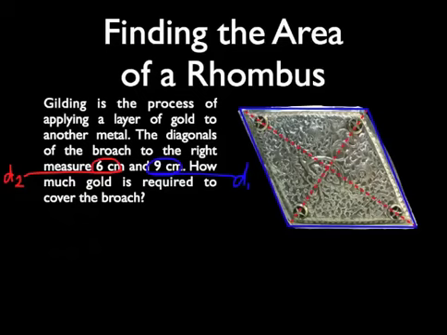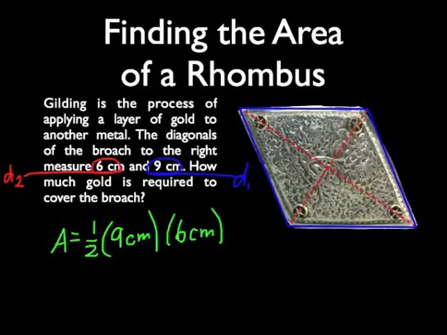So since we're given the lengths of the diagonals, all that we have to do is plug everything into the formula. The area is going to be 1/2 the 9 centimeters times the 6 centimeters. And 1/2 of 6 is 3, and 3 times 9 is 27. And centimeters times centimeters is centimeters squared. So we are going to need 27 square centimeters of gold to gild this brooch.